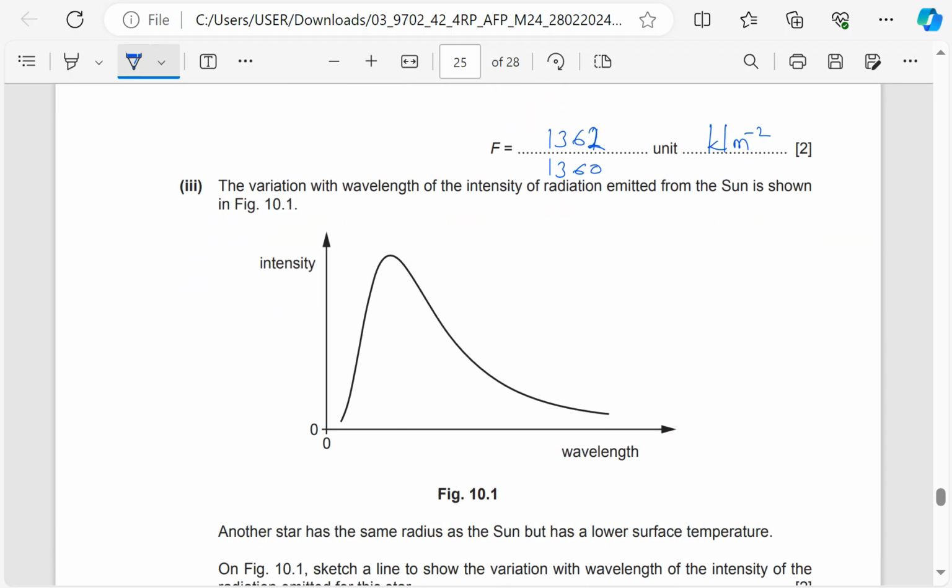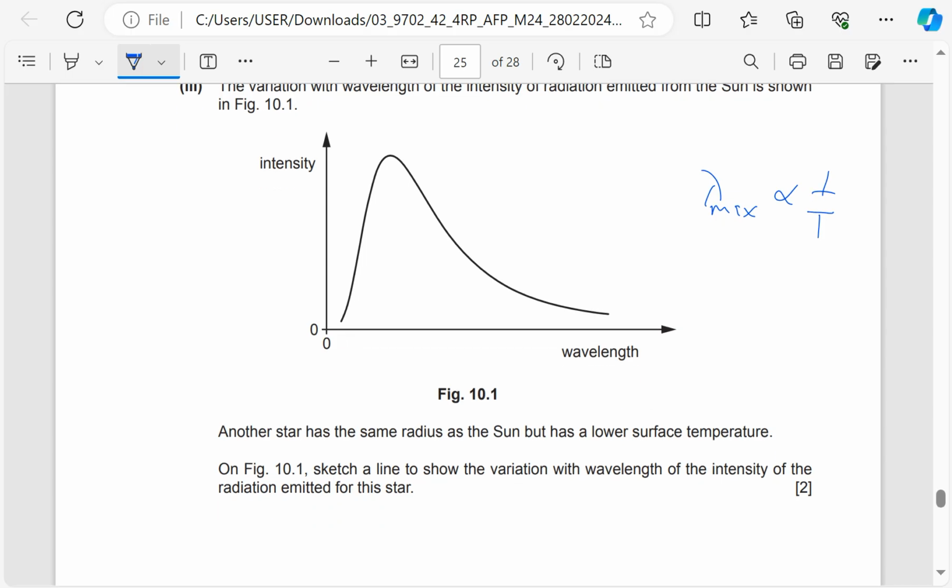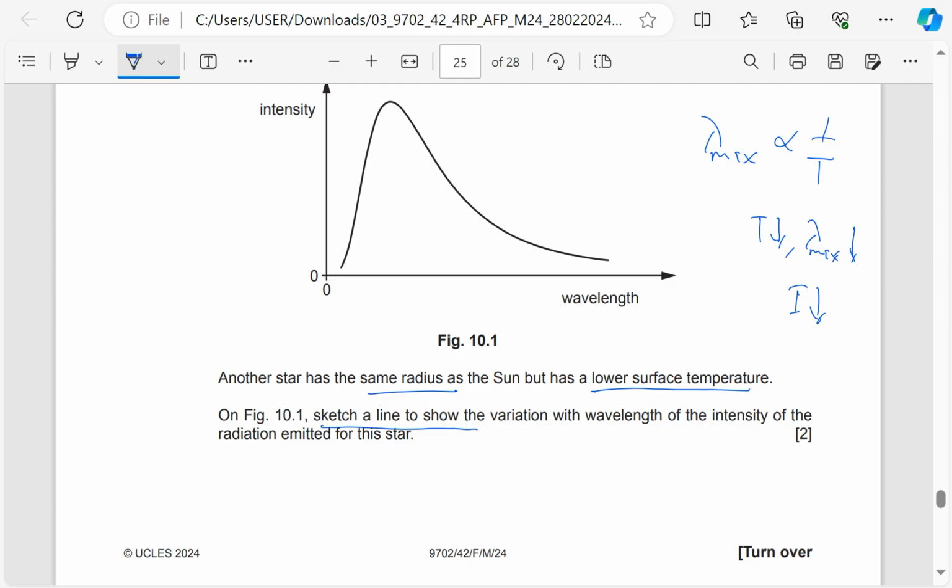The variation with the wavelength of the intensity of the radiation emitted from the sun is shown in the figure. Okay. Remember, we know that the wavelength at which maximum intensity occurs is always inversely proportional to absolute temperature. Another star has the same radius as the sun, but has a lower surface temperature. So when the temperature is small, it means the wavelength at maximum intensity is going to be large. Of course, the intensity is also going to be smaller. On the figure, sketch the line to show the variation with the wavelength.